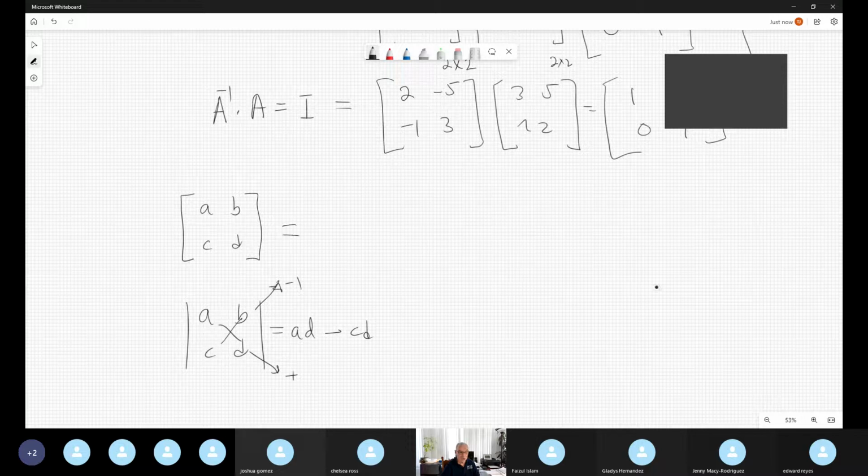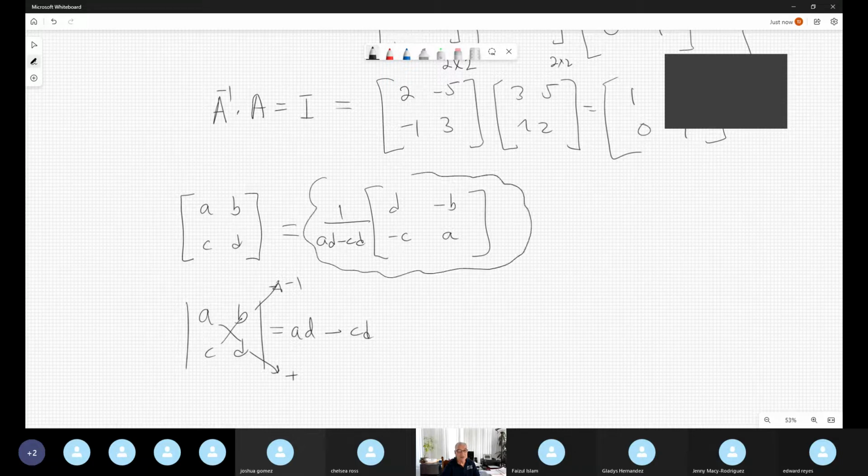Now the action is you interchange. You put D here and A here. And B and C stay the same but with the opposite sign. And you divide by this, 1 over AD minus BC. And this is the formula, guys. But don't worry too much, because I want to explain in detail now in the software.